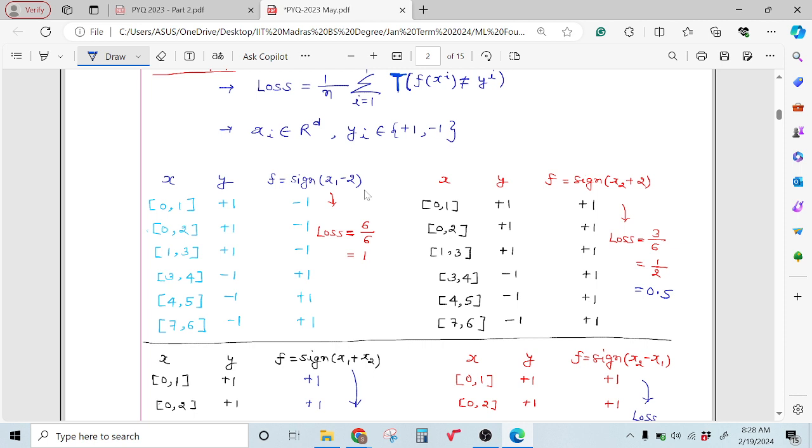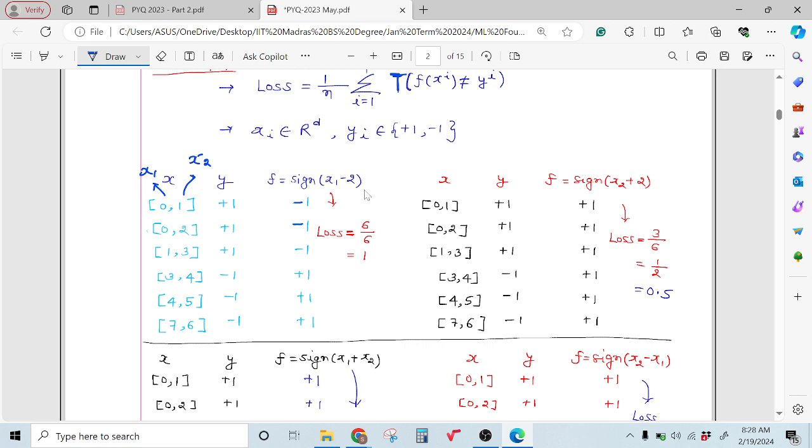So in case of x 0, 1, inside this function there is written x1 minus 2, so the x1 value, this is x1 and this is x2. We will assume this is x1 and this is x2. So x1 minus 2, so 0 minus 2 is negative, so it will result minus 1. For this, 0 minus 2, so minus 1.